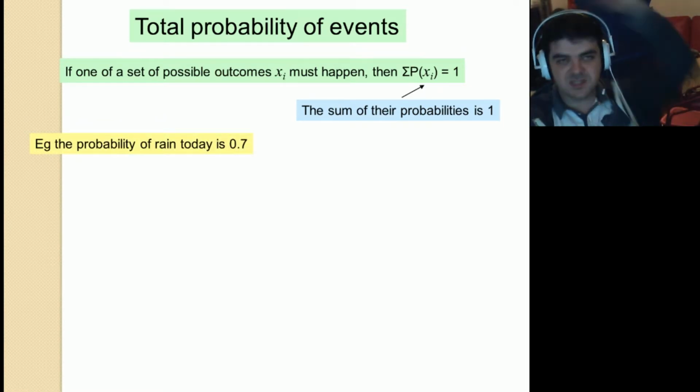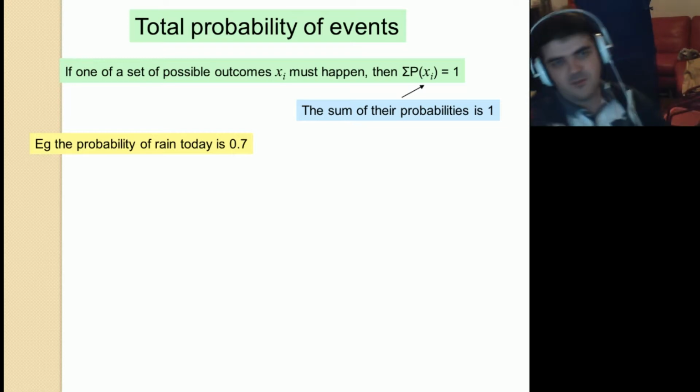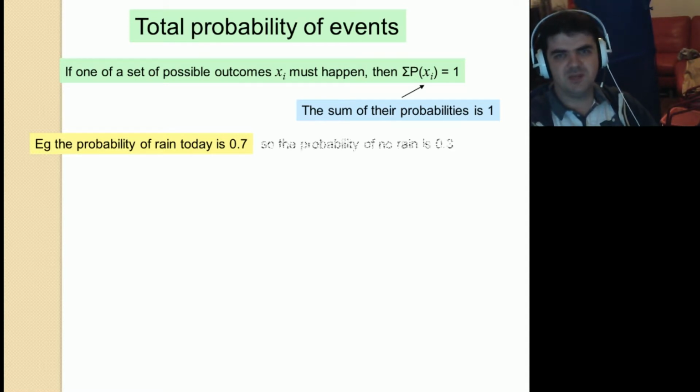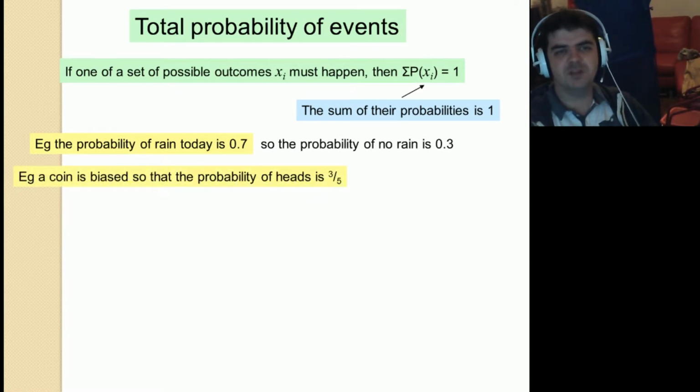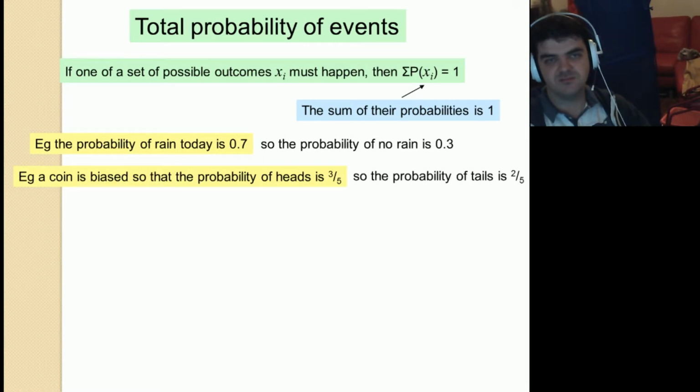So if I use the example that the probability of rain is 0.7, right? If the probability of rain is 0.7, the only other thing that can happen, or the opposite of that, is that it's not rain. And if they add up to 1, you would get 1 minus 0.7, which is 0.3. Similarly, a coin is biased, so the probability of heads is 3 over 5. The only other thing you can have is tails. It'd be 1 minus 3 over 5, which is 2 over 5.